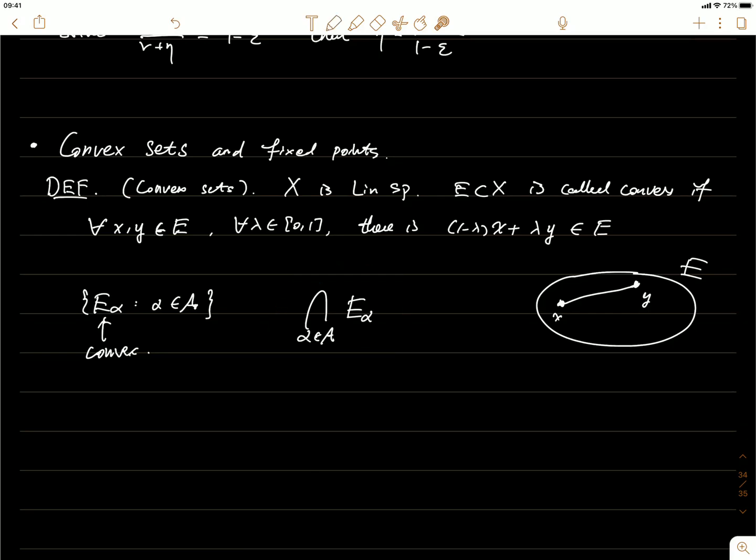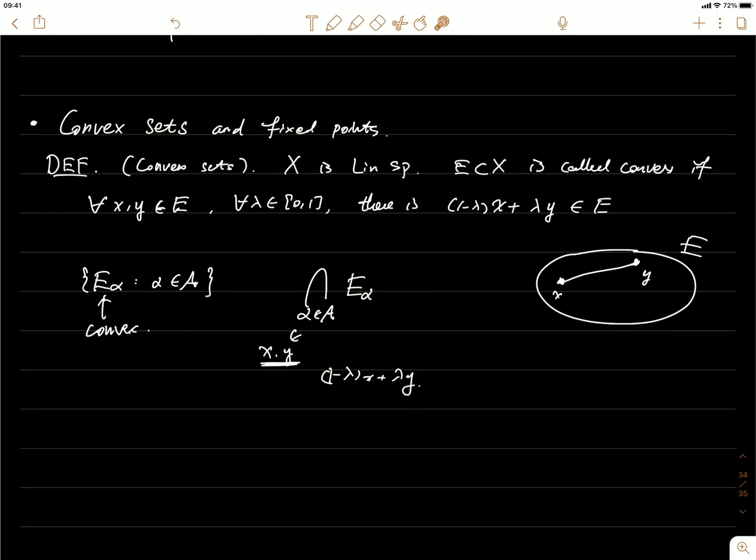The reason is you pick any 2 points, x and y, from this intersection. Since they are in the intersection, they must be inside every one of the sets. And if they're inside every one of them, that means the line segment between them will be inside every one of them. So that means this line segment will be inside the intersection. So this shows that the intersection is also a convex set. Taking the intersection of convex sets will give us a convex set.